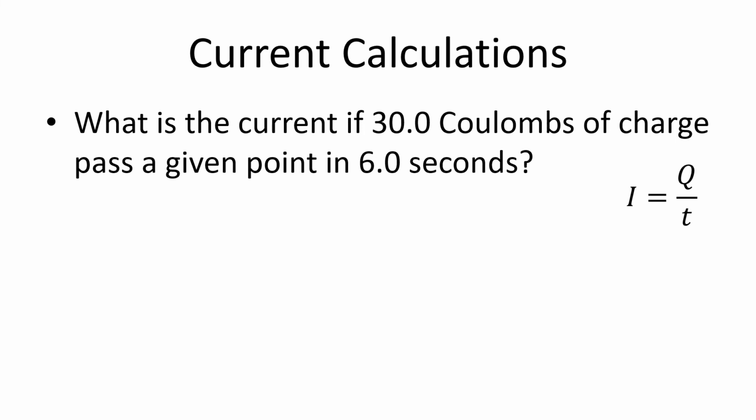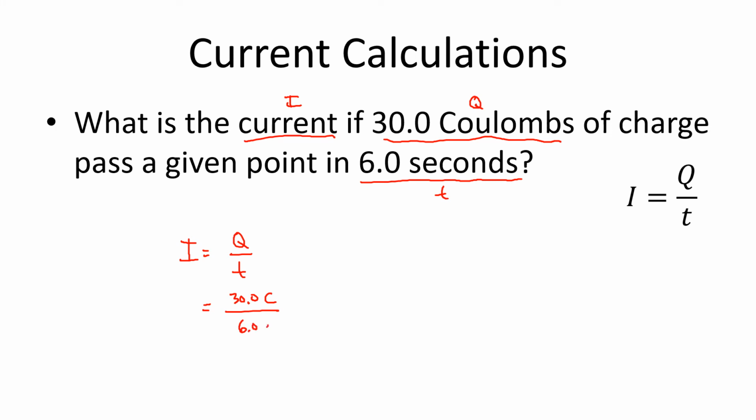Okay, so we're going to use that relationship to work out the current here. So current is I, and we're given 30 coulombs, which is Q, and we're given the time, it's just 6 seconds. So I equals Q divided by T, as given in the formula there. And so we've got 30 coulombs divided by the 6 seconds, and that's going to leave us with 5 what? 5 amps.